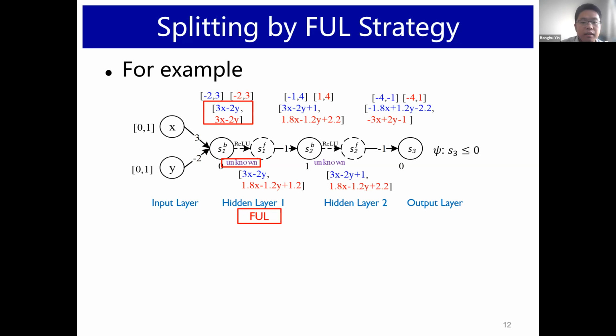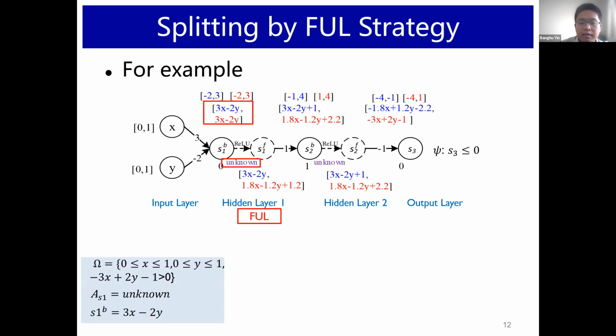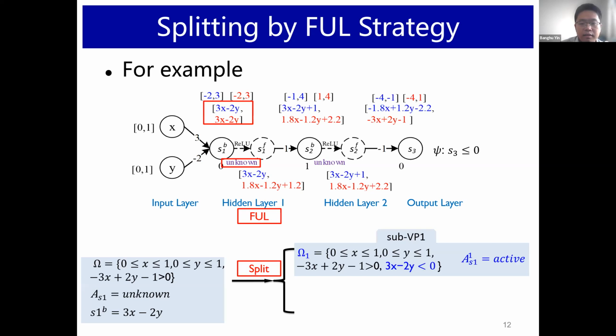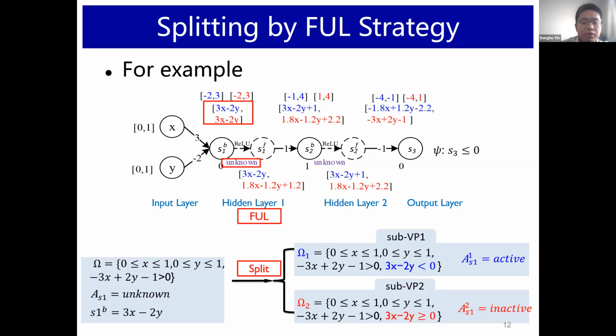Before splitting, suppose omega is like this. The activation state of S1 is unknown. After splitting on S1, in sub-VP1, omega is like this, and S1 becomes active. In sub-VP2, omega 2 is like this, and S1 becomes inactive.